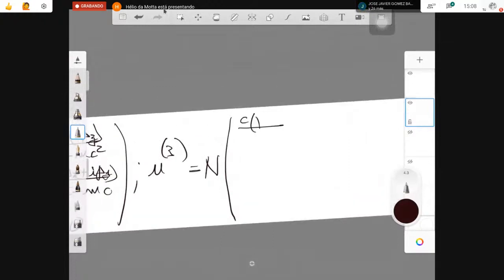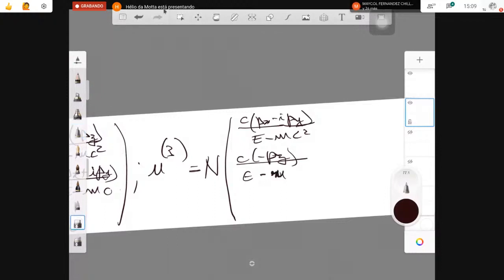C Px, my I Py. E minus M C squared. C minus P Z. So C zero, 1.